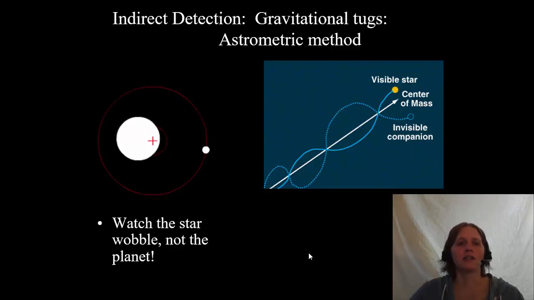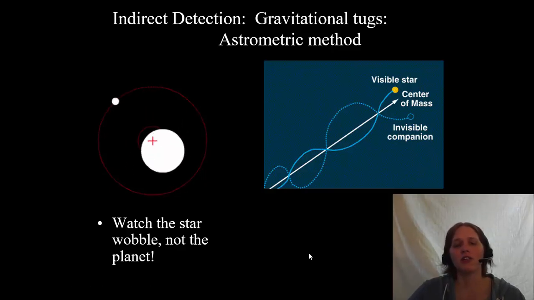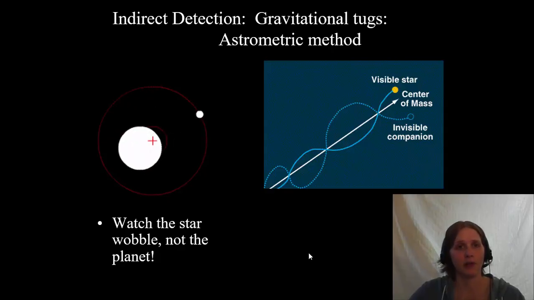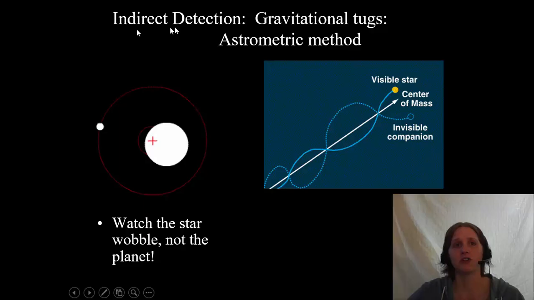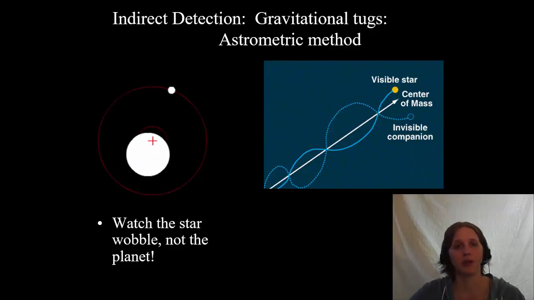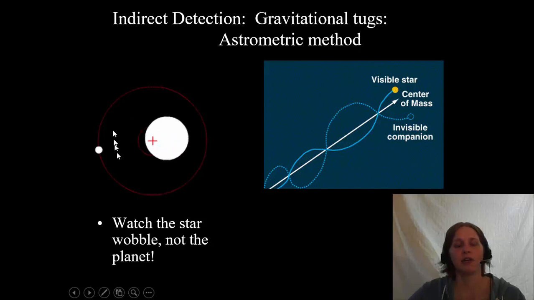The second way you can detect a planet is by watching the gravitational effect of the planet on the star. So we're going to call this indirect detection. You do not watch the planet, you watch the star. Okay. So as the planet goes around, it tugs on the star.